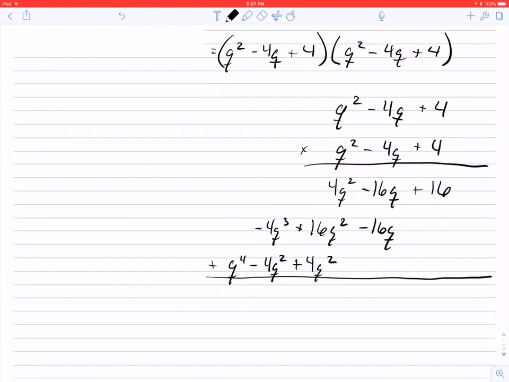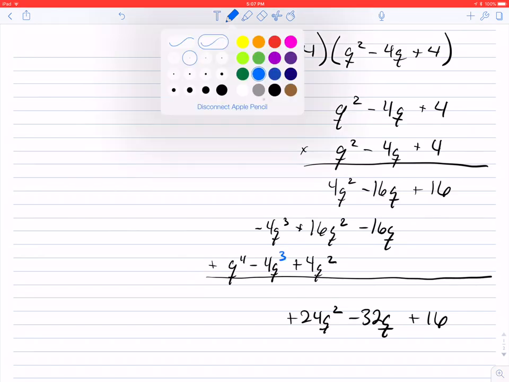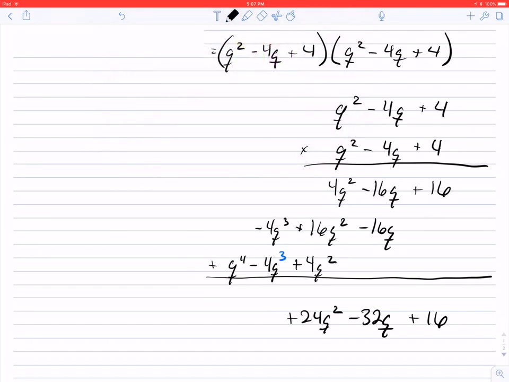Then we just combine like terms, so we'll get 16. That's a negative 32q. Let's see, that's 24, so plus 24q squared. Oh wait, that's supposed to be a minus 4q cubed. So let's look at that last one. That should be a power of 3 here. I'll put it in blue so it jumps off. That should have been cubed. So then we get minus 4 and minus 4, which is minus 8q cubed, and then q to the 4.